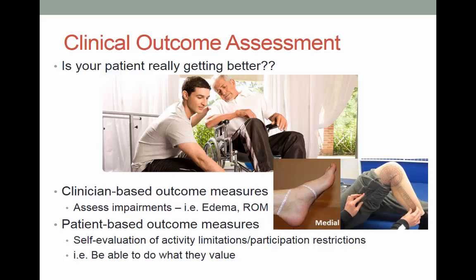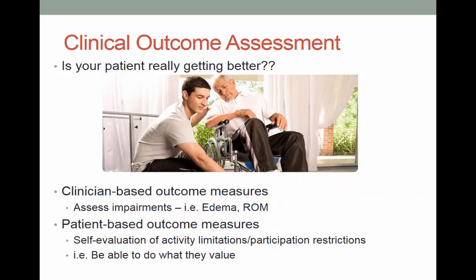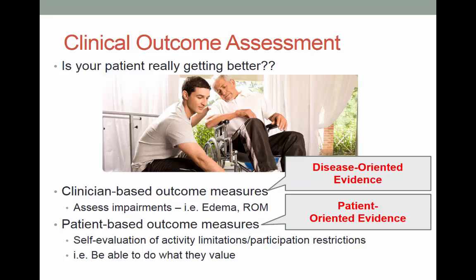We may be trying to assess impairments such as edema or range of motion. Clinician-based outcomes are sometimes referred to as disease-oriented evidence. Patient-based outcome measures are from the patient's perspective and are a little more subjective. These are self-evaluations of activity limitations and participation restrictions.